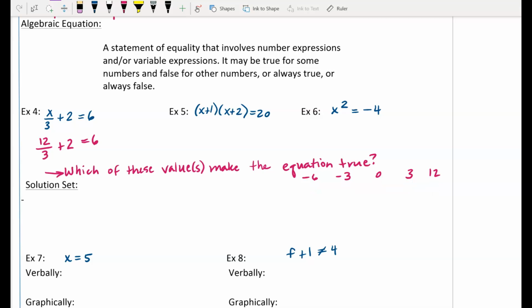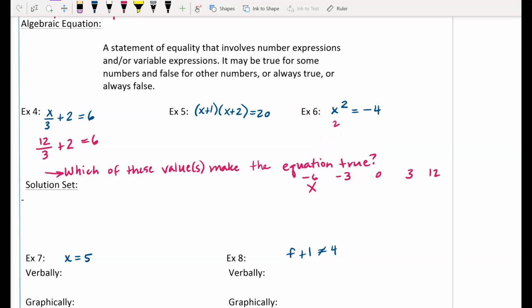Finally, let's test these same values in our last equation. So I have x to the second power, sometimes we read that as x squared, is equal to negative 4. So when I have a power, that means I'm using that base as a factor that many times. So if my x is negative 6, notice I want to put that in parentheses and square it. That's the same thing as negative 6 multiplied by itself. When I multiply a negative times negative, I get a positive 36, so that one doesn't work.